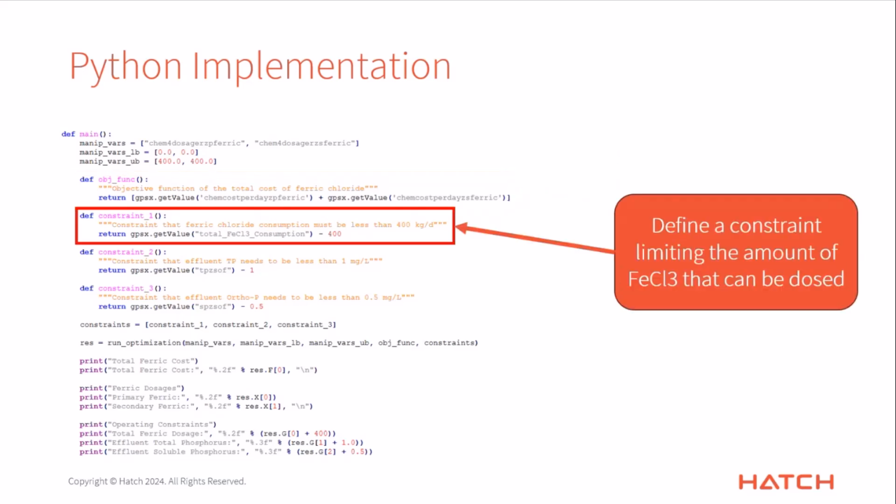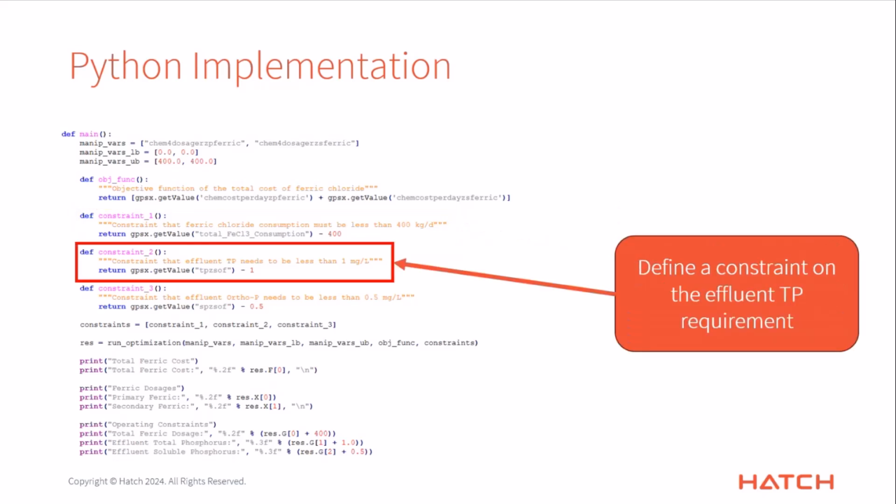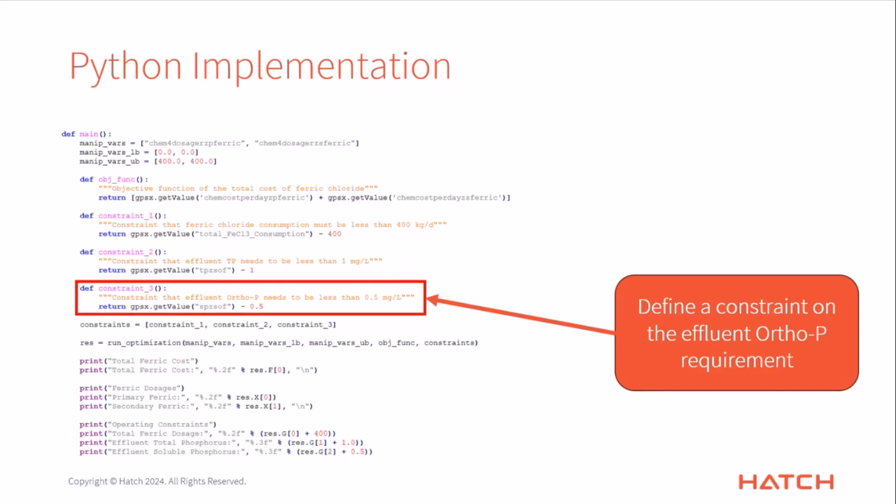Next, we have to define our constraints. So we have our 3 constraint functions where we're going to get the value of the total ferric chloride consumption per day and say that has to be less than 400 kilograms per day. We have a constraint for our total phosphorus in the effluent, and we're saying that has to be less than 1 milligram per liter. We have a constraint for our ortho P in the effluent stream, and we're saying that has to be less than 0.5 milligrams per liter.